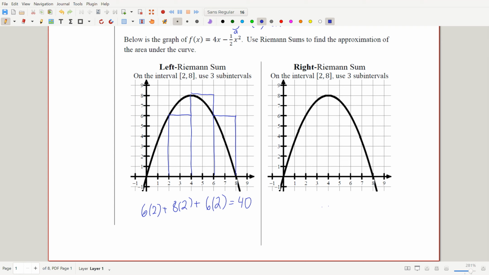All right, let's do the same thing, but this time with a right Riemann sum. The difference here is that rather than picking my height by looking at the left end of the interval, I'm going to pick my height by the right end of the interval. So now between 2 and 4, I'm going to go up to this height and come over to the left. This height and come over to the left. What's the height for my third rectangle? Yeah, it's 0.